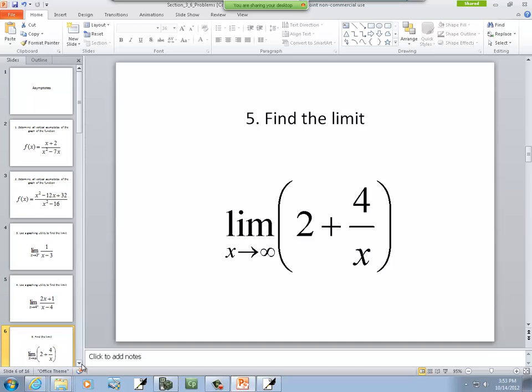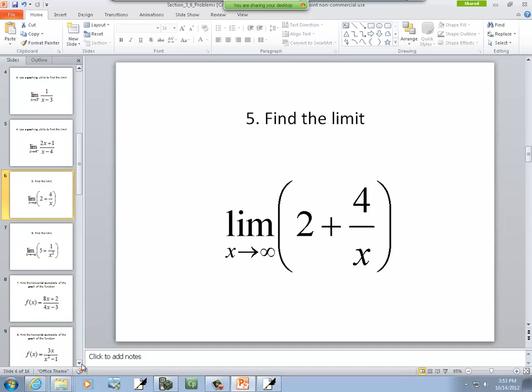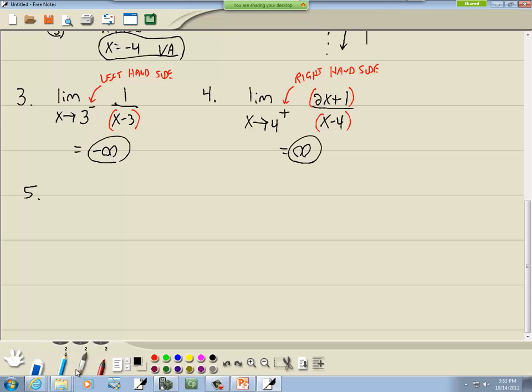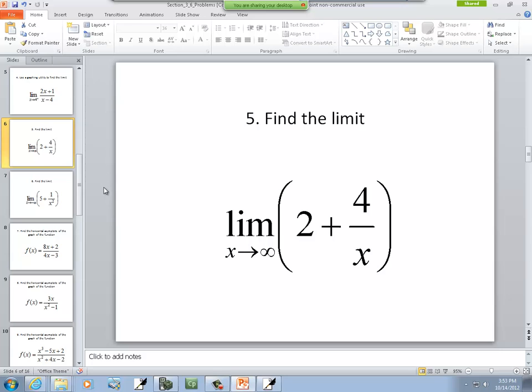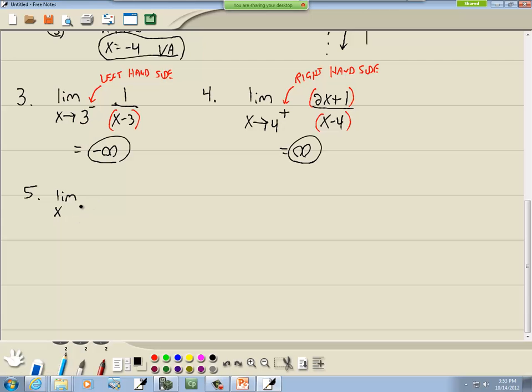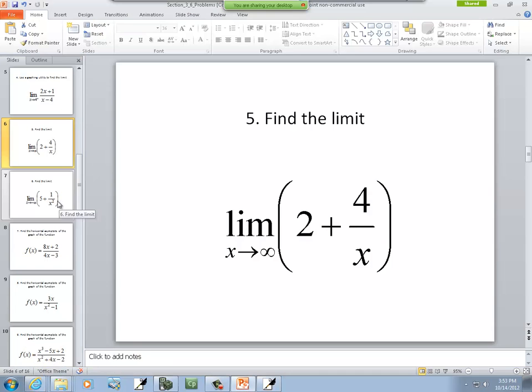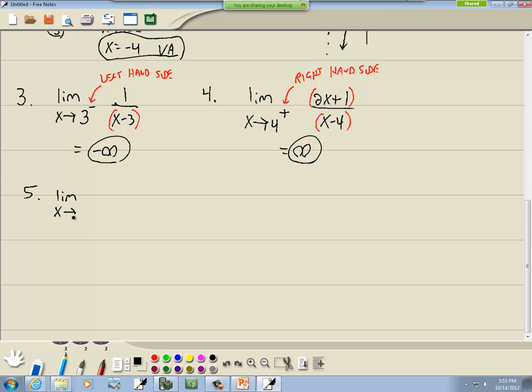Number 5. Let's look at this one. The limit. Now those demonstrated the vertical asymptotes. You know that, like here, 3 would be our vertical asymptote, and here 4 would be our vertical asymptote. Now let's take a look at this one, see what it's demonstrating.